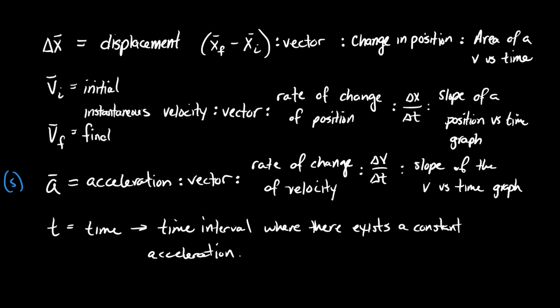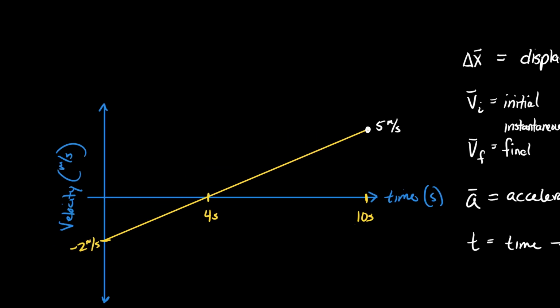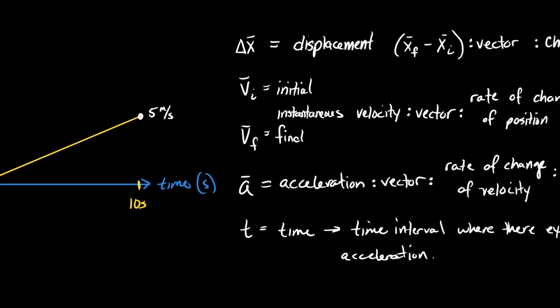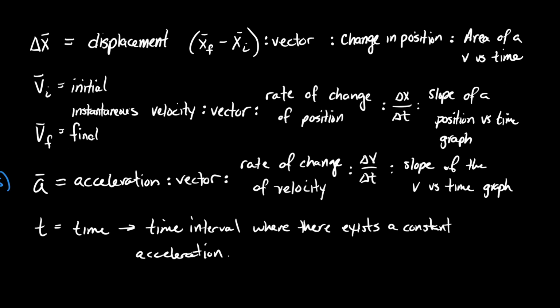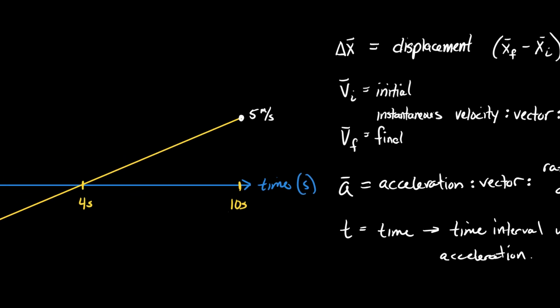Yeah, except I don't have either of those. There's no position information on this graph. I need something else because I have a velocity versus time graph. Area of velocity over time? The area of velocity versus time. The area of a velocity graph is displacement. That's where the second function came from, right?